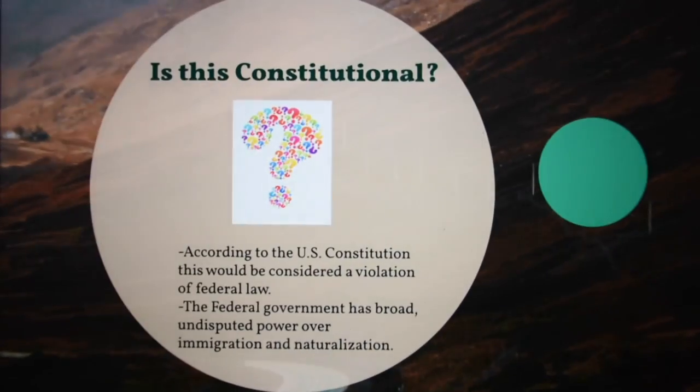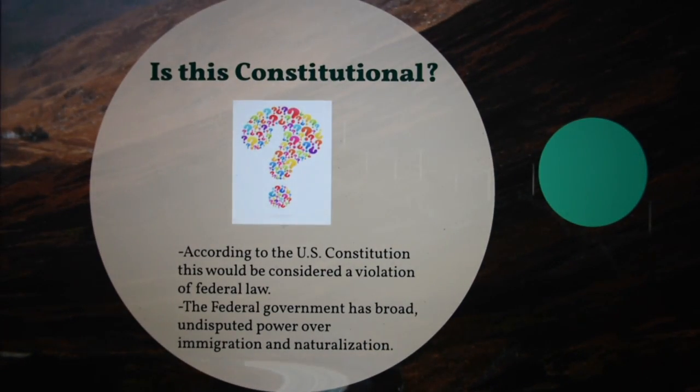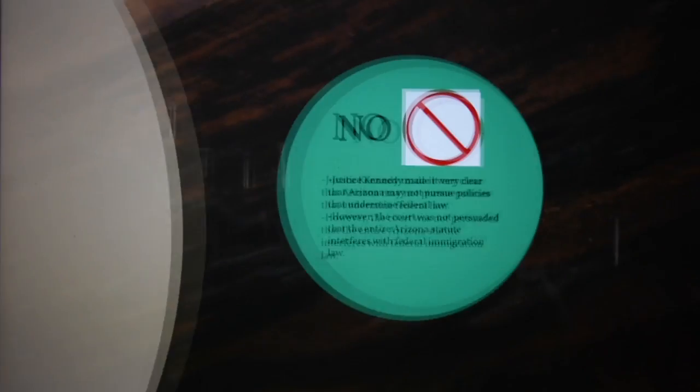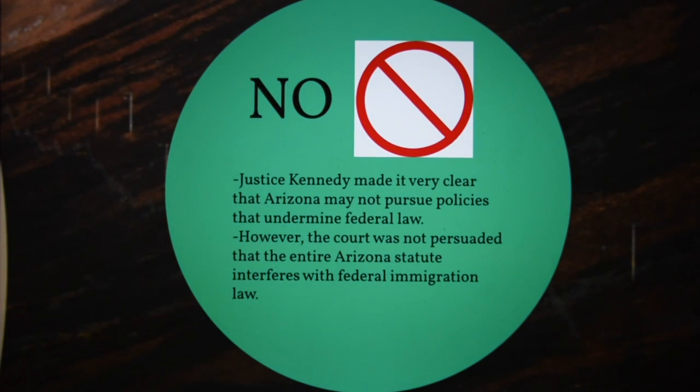But the question many people had was if this was constitutional. According to the United States Constitution, this would be considered a violation of federal law. The federal government has broad, undisputed power over immigration and naturalization. It was clear that this was not constitutional. Justice Kennedy made it very clear that Arizona could not pursue policies that undermined federal law.